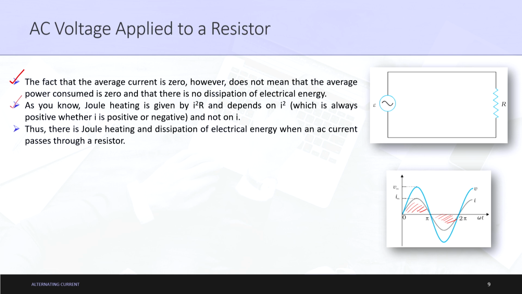As you know, Joule's heating is given by I square R and depends on I square, which is always positive, whether I is positive or negative. Because it is I square, anything in the downward cycle will also be positive, and so everything will be added up. It depends on I square, which is always positive, and not on I. Thus, there is Joule heating and dissipation of electrical energy when an AC current passes through a resistor.